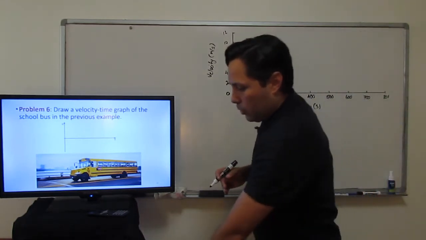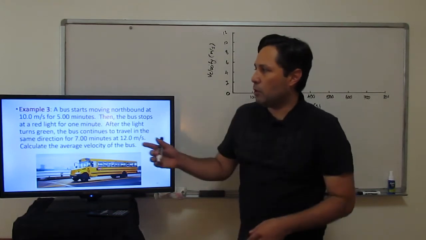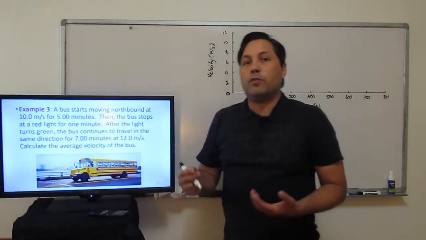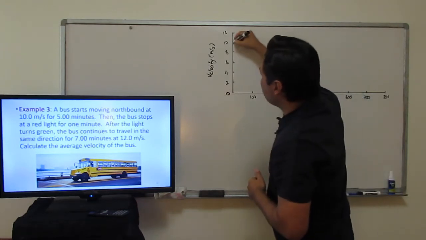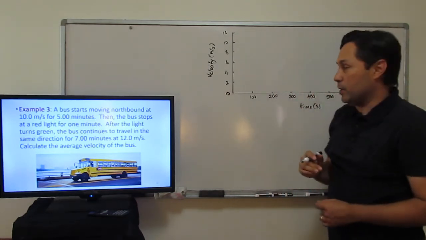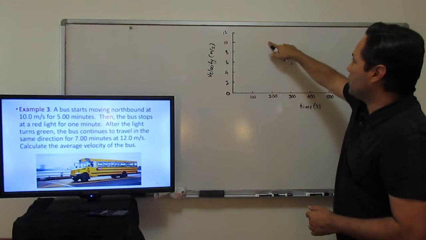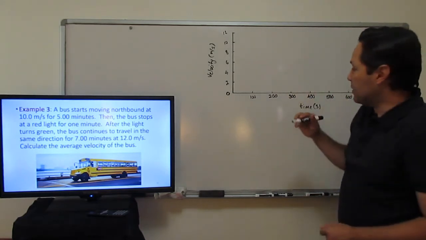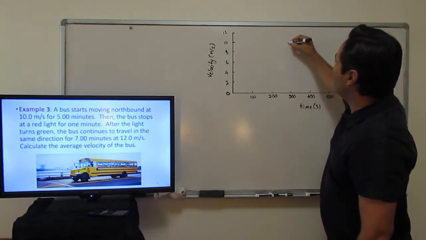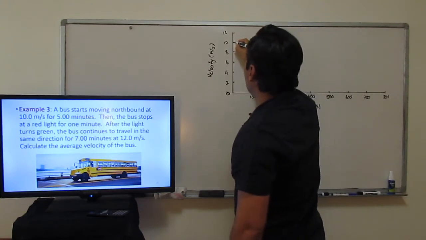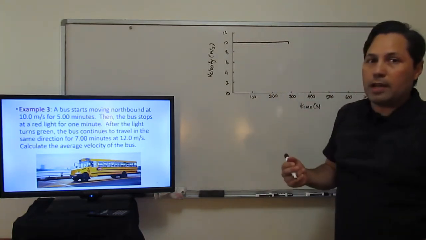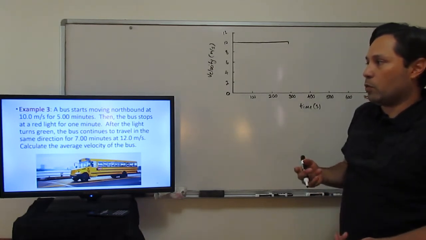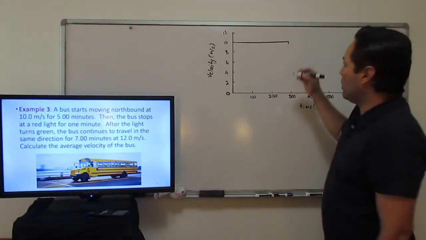Let me go back to look at what they have given to us. It was traveling at 10 meters per second for 5 minutes. So in our velocity, the bus starts at 10 meters per second and that lasts 5 minutes. It's traveling at this velocity constantly for 5 minutes, that's 300 seconds. So I would draw a line there at a constant velocity, 10 meters per second. And then at 5 minutes, they come across the red light, so they have to stop.